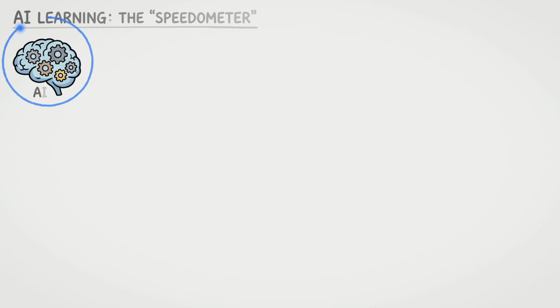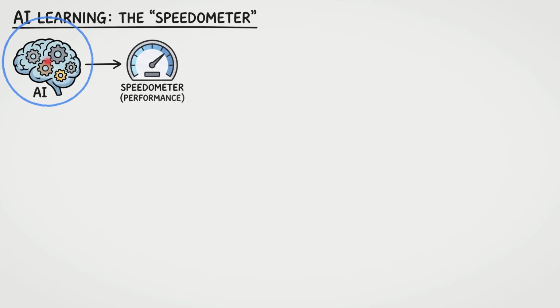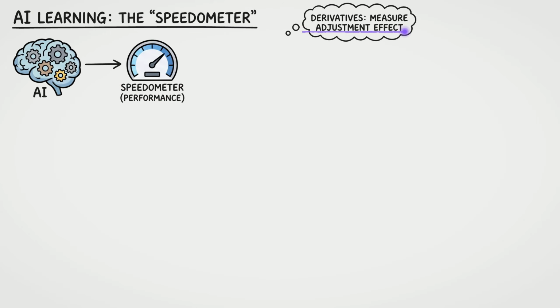The ability of an AI to learn depends heavily on what we might call its speedometer. This speedometer allows the AI to measure and adjust its own performance. While calculus often seems intimidating, it is fundamentally just the study of change. In the context of AI, we use derivatives to measure the effect of tiny adjustments.